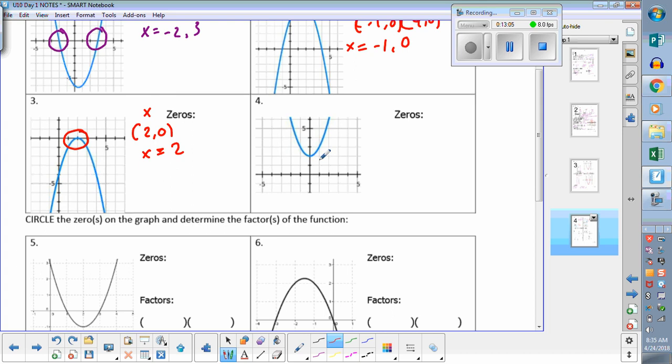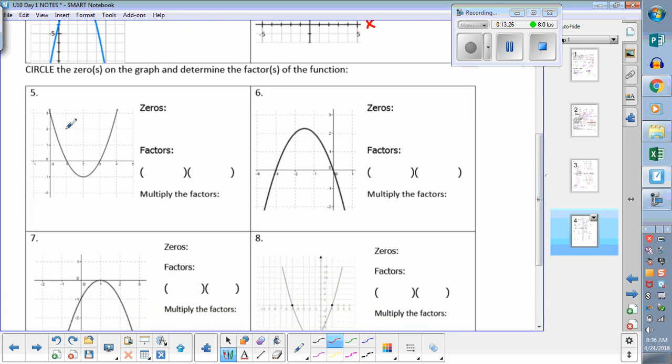All right? So now we're going to look at this graph right here. Does this graph cross the x-axis at all? And it does not. So there are no zeros. There are none. There are no zeros.